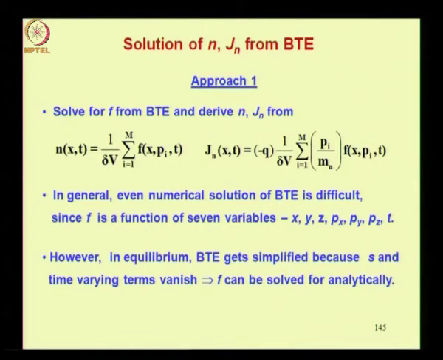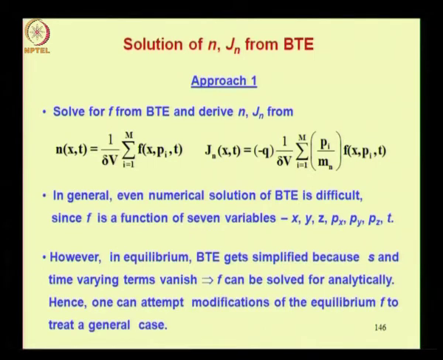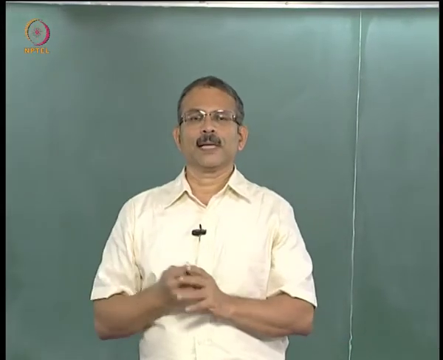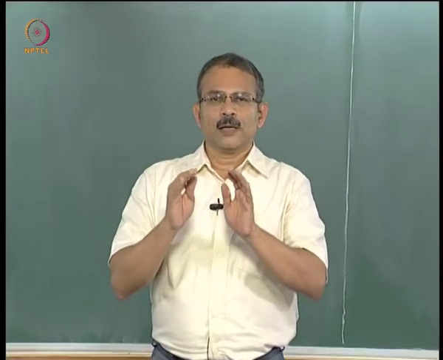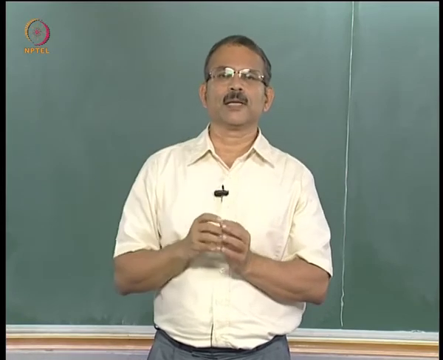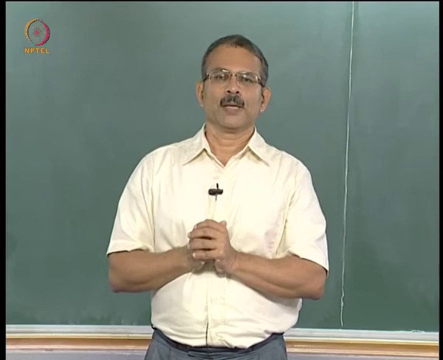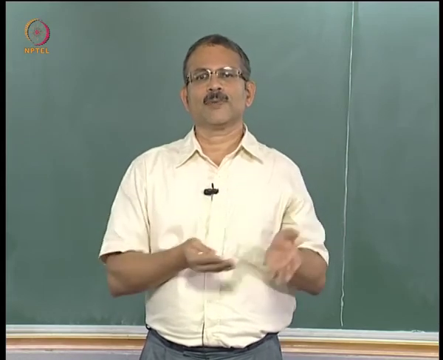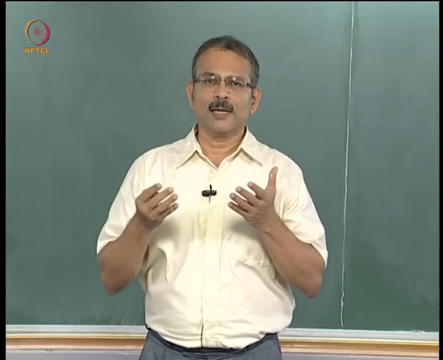We will discuss the analytical solution shortly, but before that let us make a point. Since the equilibrium solution is possible analytically, hence one can attempt modifications of the equilibrium function f to treat a general case. So we get a distribution function for equilibrium, and for non-equilibrium cases what we do is we perturb this function, or modify this function by introducing some additional terms to represent the effect of non-equilibrium, and we try to see whether this form satisfies the Boltzmann transport equation. If so, then we regard this as the solution.